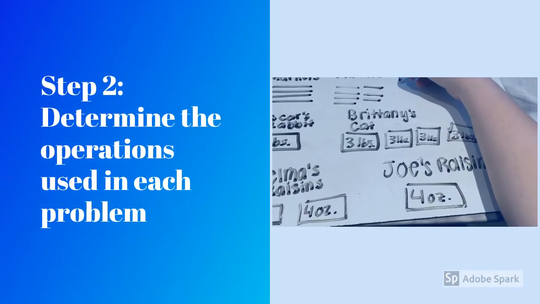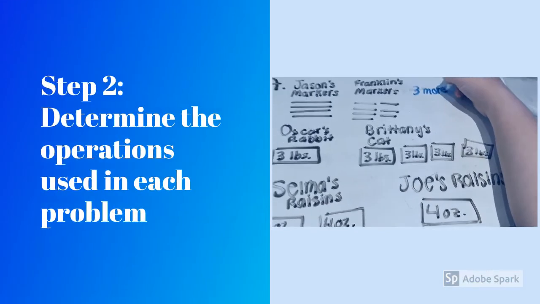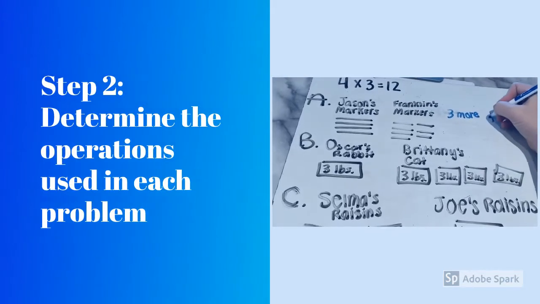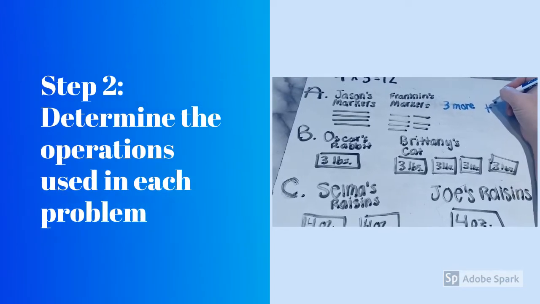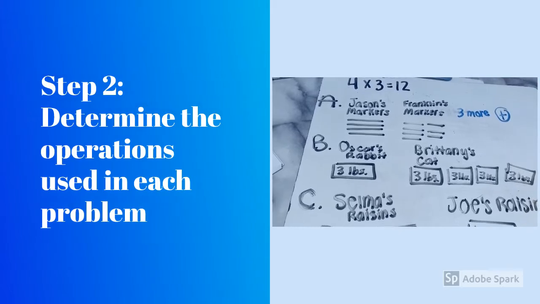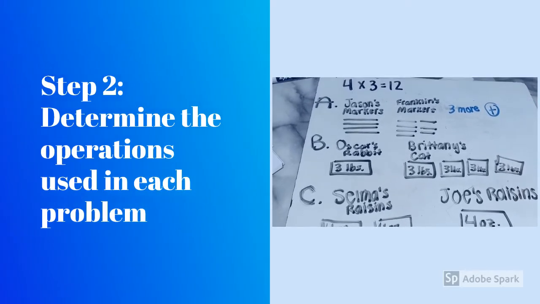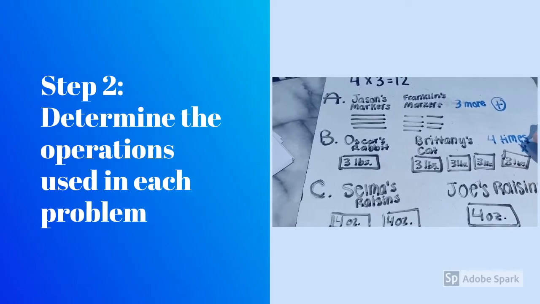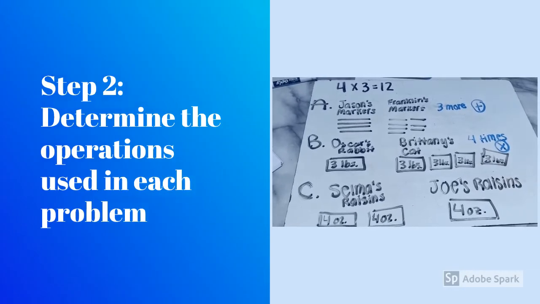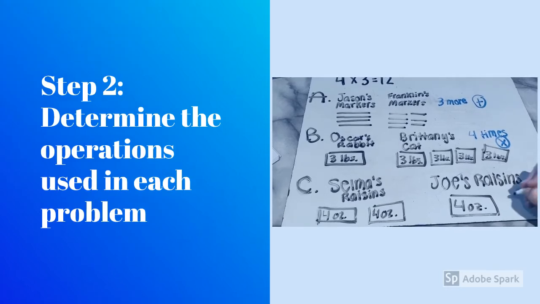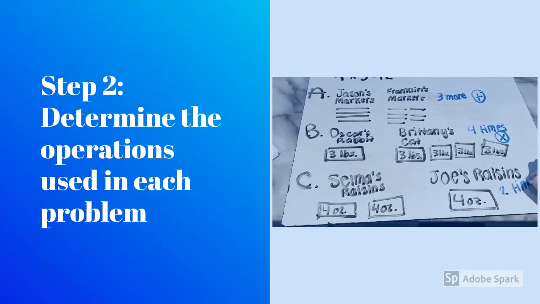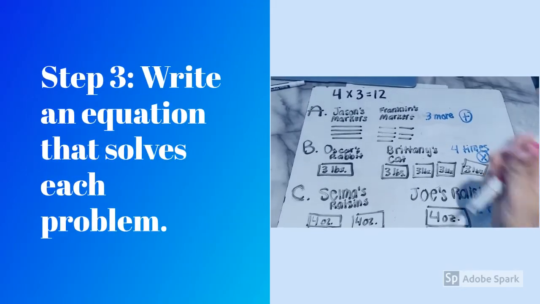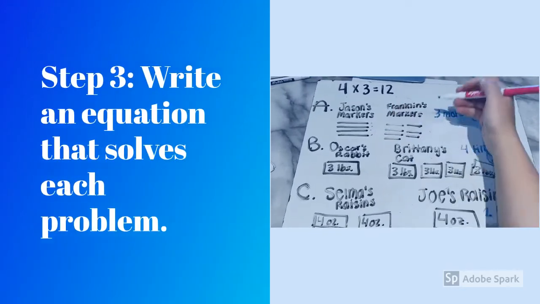Remember, our operations are addition, subtraction, multiplication, and division. I'm going to determine which one each problem uses. So 3 more I know is addition because it's 3 more than something. I know that 4 times would be multiplication because it's times. I also know that 2 times would also be multiplication. Now that I know my operations, it'll make it very easy to write equations.